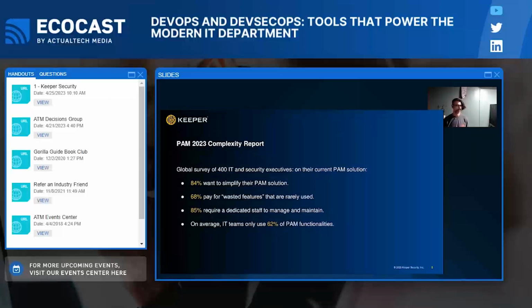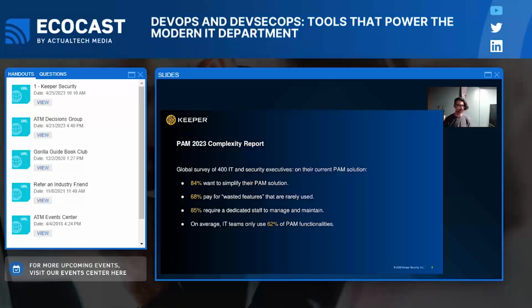Check this out. 85% require dedicated staff to manage and maintain their PAM platform. I'll be transparent: open source is great, and there are some great products out there, but one of the things I've found personally is the amount of time and staff it takes to manage, maintain, and secure those platforms. That financial cost is heavy when you're paying for those dedicated resources.